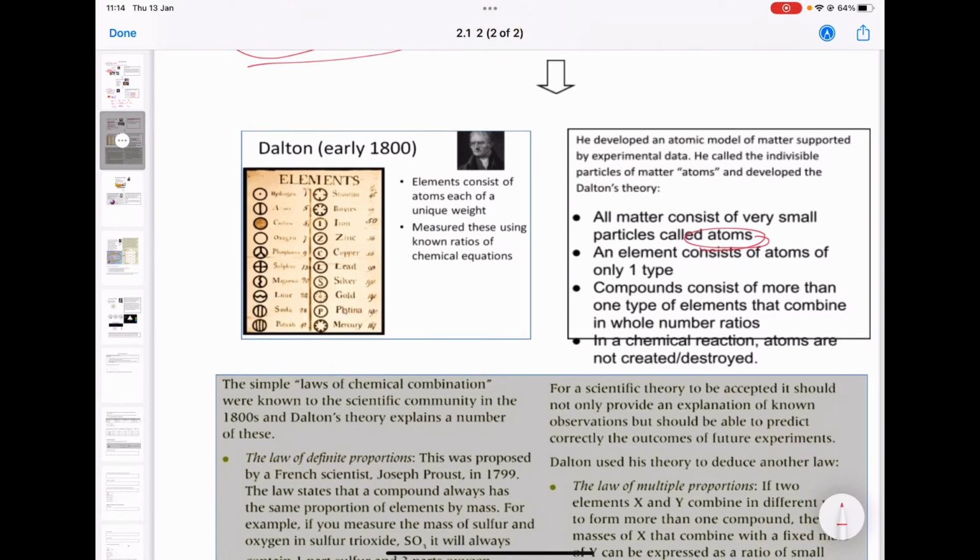And he found that an element consists of atoms of only one type, and that if you have more than one type of atoms, it means that it's a compound, it's not an element. And he also found that atoms cannot be created or destroyed, and he also started to list the names and the weight of the different elements.